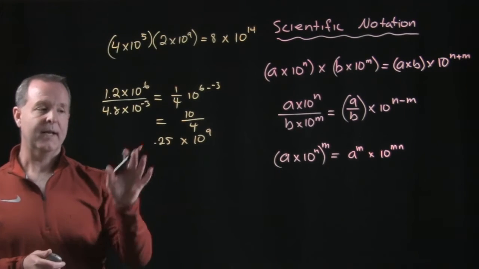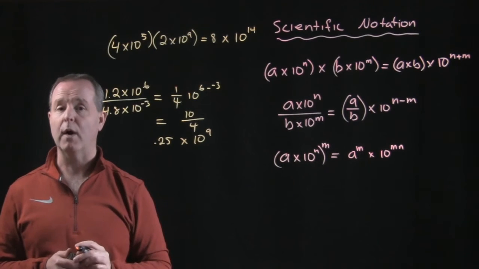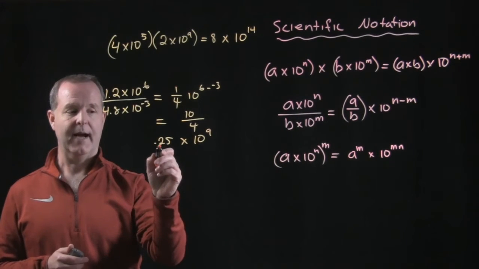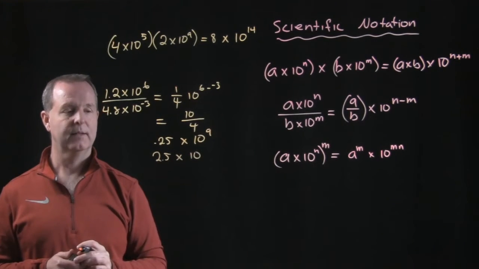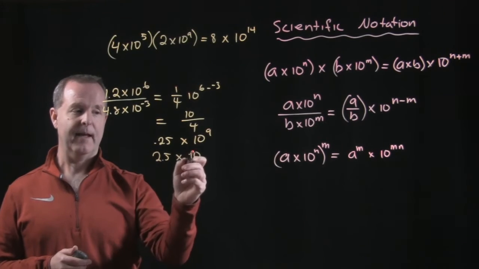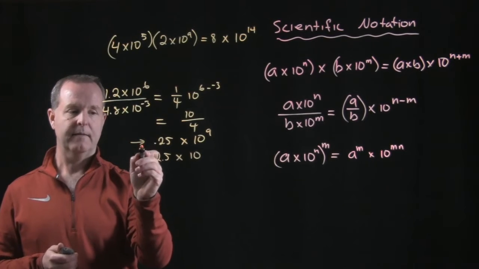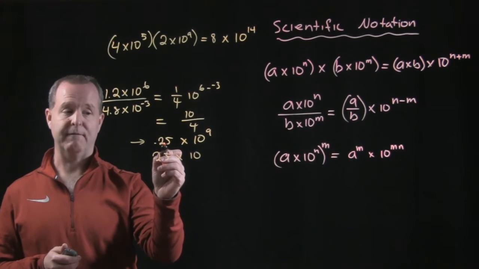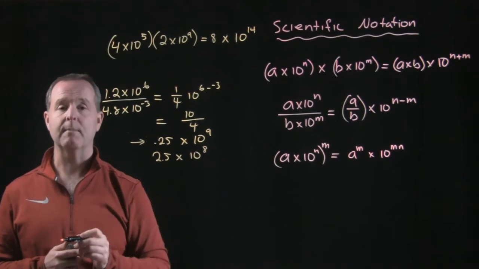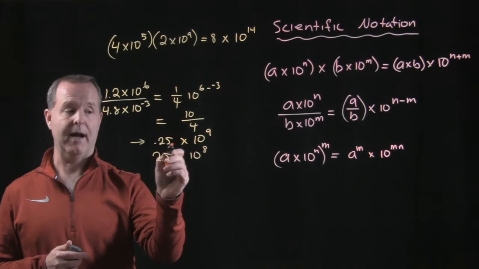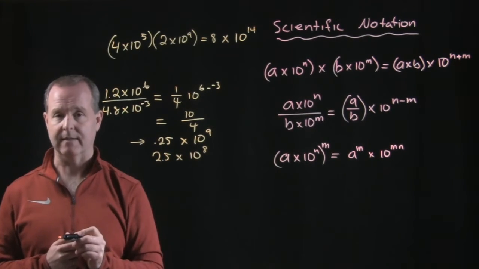From there, it's not in scientific notation form. Notice that my first term is not a number between 1 and 10. So I need to rewrite this as 2.5 times 10 to the, what am I going to do? Am I going to make this an 8 or a 7? How I think about this number, I'm going to increase this number by a factor of 10, which means I need to decrease this number by a factor of 10 in order to maintain its equivalence. 0.25 times 10 to the 9th is the same thing as 2.5 times 10 to the 8th.